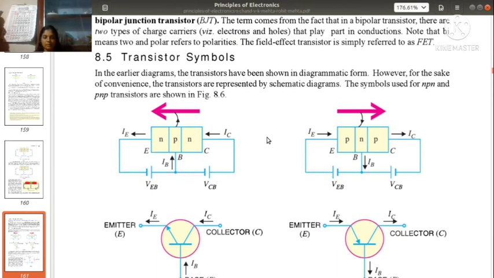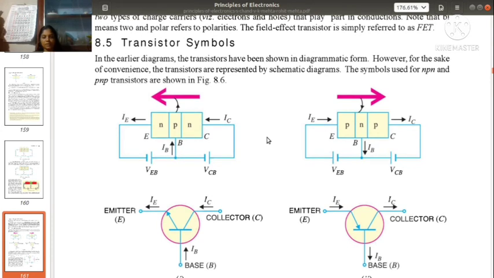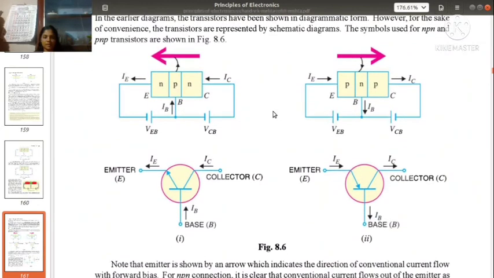Now we can see the transistor symbols. It is important to know the transistor symbol, because when you draw a circuit diagram and have to include a transistor, you have to picture it by its symbol. In the earlier diagrams, the transistors were shown in diagrammatic form. However, for the sake of convenience, transistors are represented in schematic diagrams. So this is the symbol for NPN and this is for PNP.